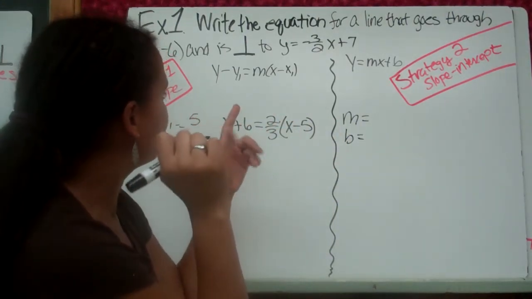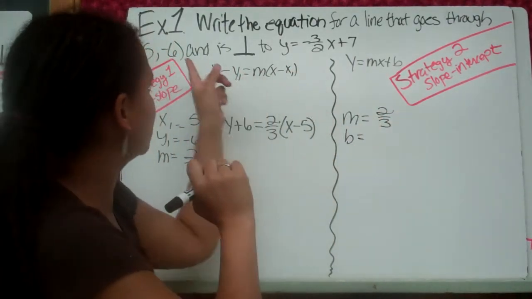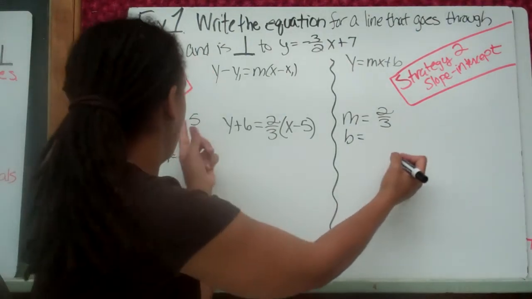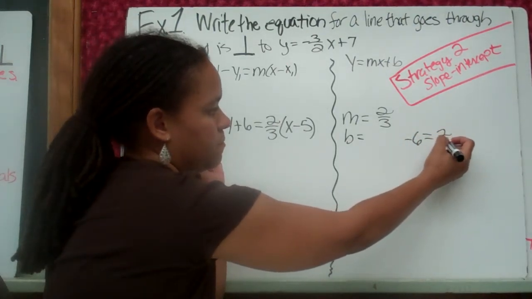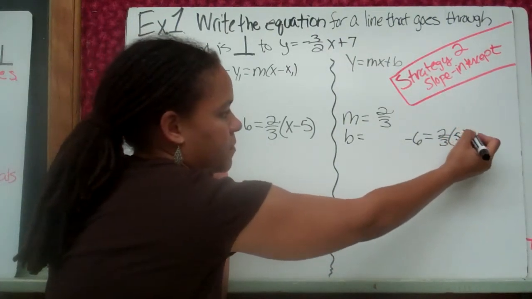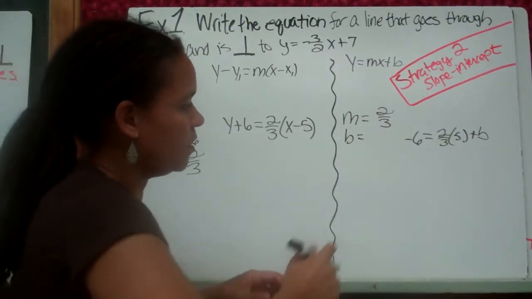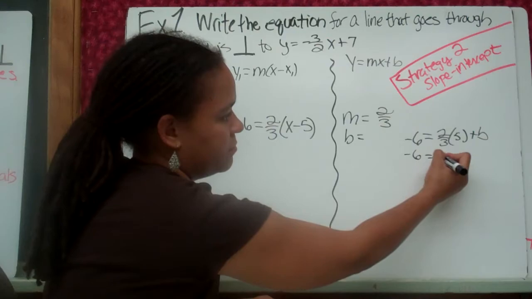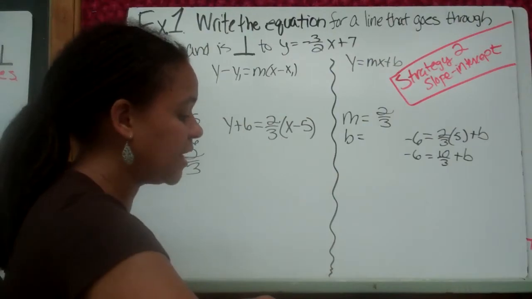Well, let's see. What do we have? We have a slope because we know it's the opposite reciprocal. But we don't have a y-intercept. But what we do have are x and y. So we could write out y is -6, y equals m, which is 2/3, times x, which is 5, plus b. So we could simplify, and we would have -6 is equal to 10/3 plus b.